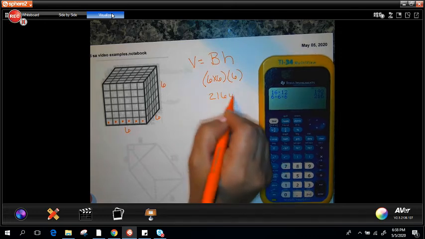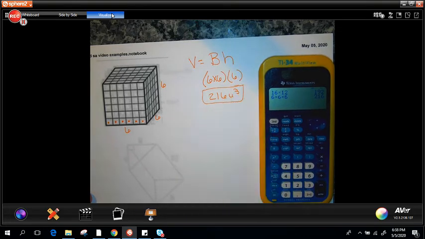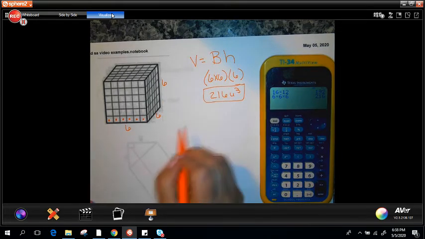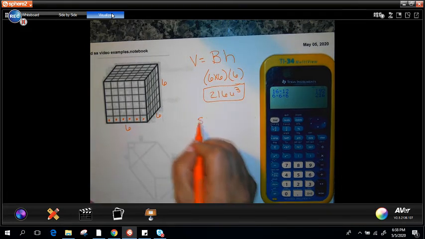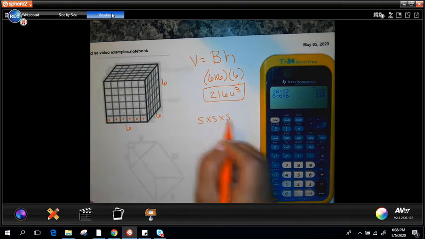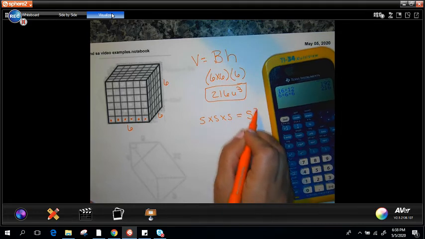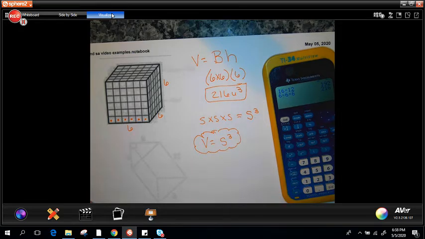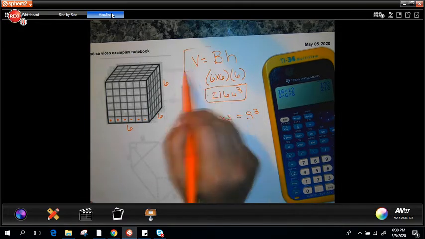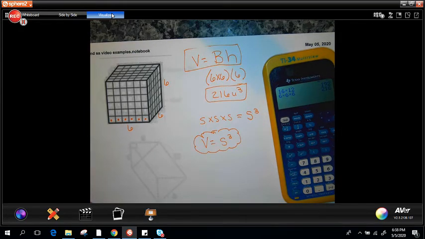216 units cubed. Now, a cube is special. It has its own special formula because each of these sides are all the same. It's a side times a side times a side, which is the side cubed. So for a cube, you can also use this formula. But if you don't remember, it's okay because this works for every shape. You just plug in what you know.